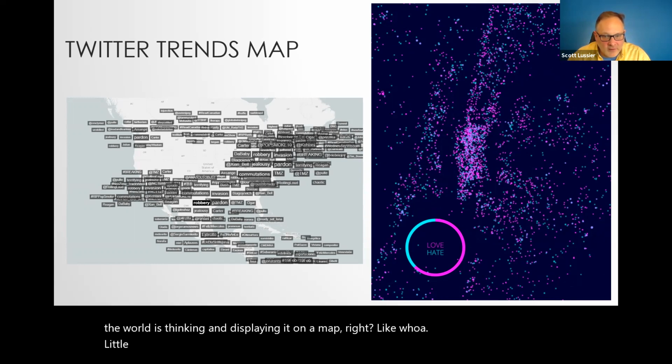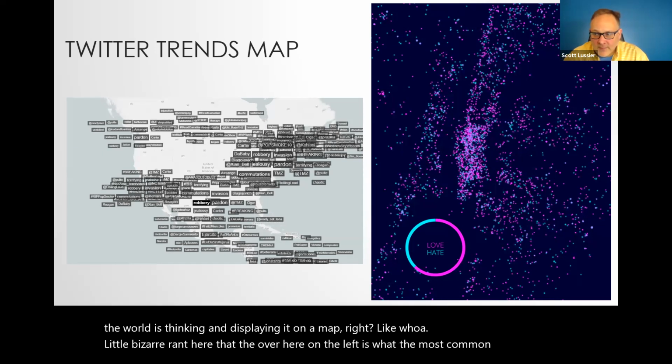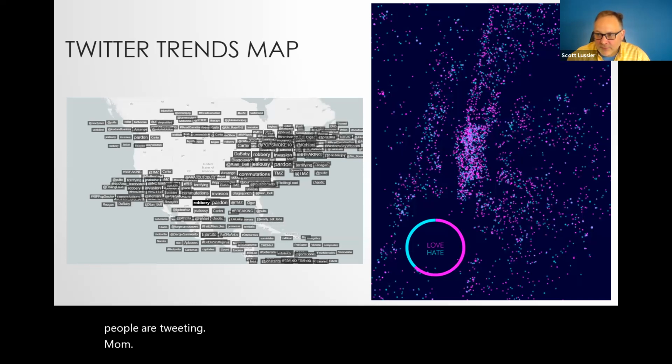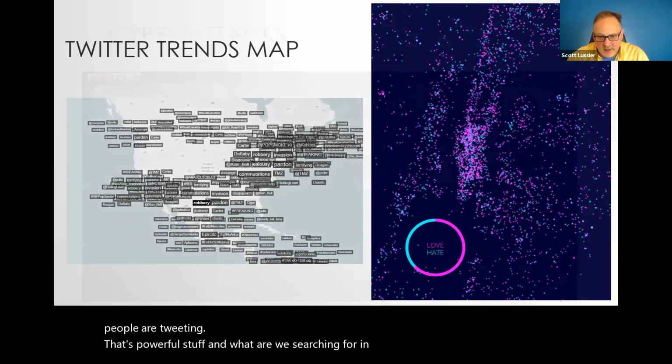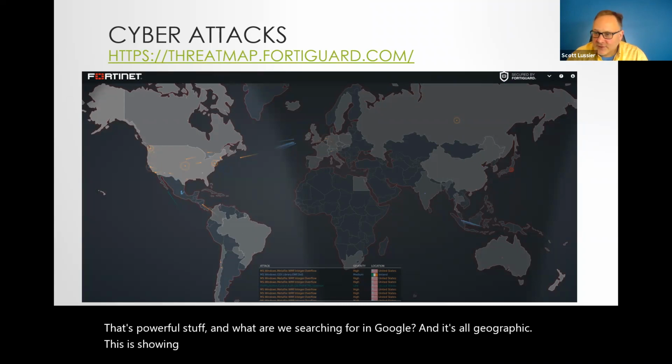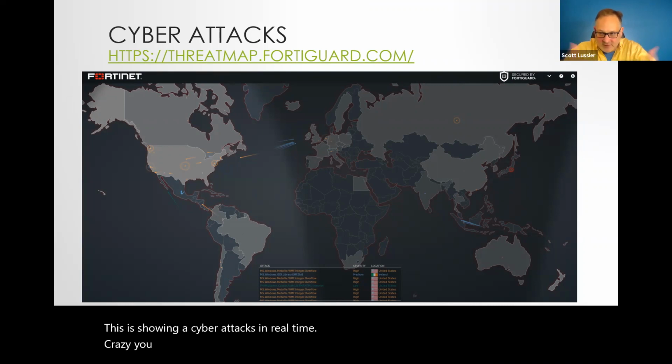Over here on the left is the most common words that people are tweeting. That's powerful stuff. And what are we searching for in Google? And it's all geographic. This is showing cyber attacks in real time. Crazy. Everything is converging on the United States.